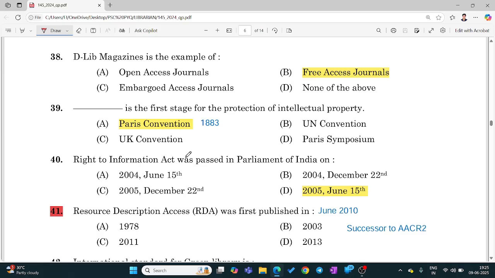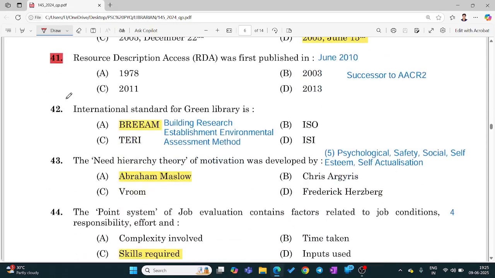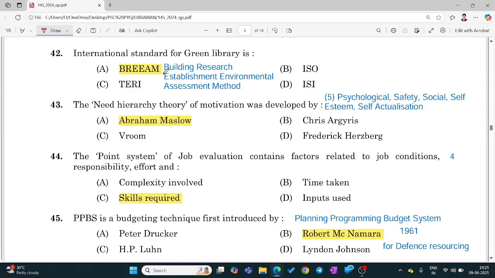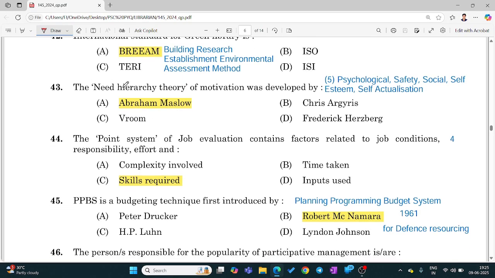Right to Information Act was passed in Parliament of India on 2005 June 15. ഈ ക്വസ്റ്റ്യൻ ക്യാൻസൽ ചെയ്തിട്ടുണ്ട്, സോ അത് നോക്കേണ്ട ആവശ്യമില്ല. International standard for green library is GREEN, Building Research Establishment Environmental Assessment Method ആണ്. The need hierarchy theory of motivation was developed by Abraham Maslow.